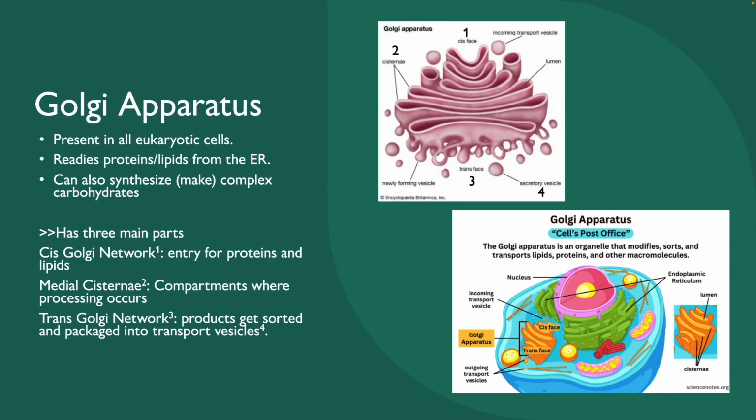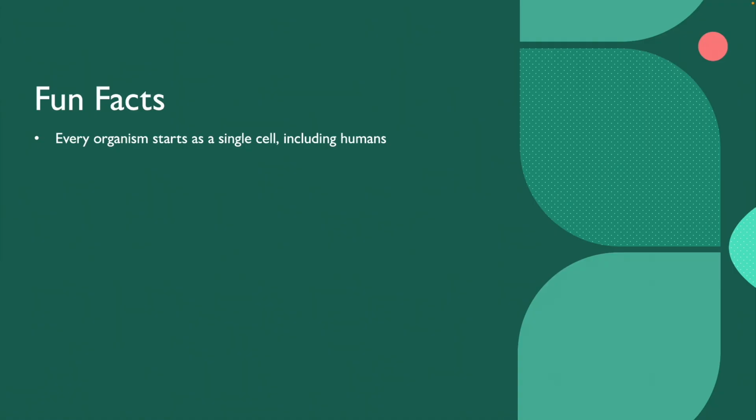Next, let's talk about the Golgi apparatus. The Golgi apparatus modifies, sorts, and packages proteins and lipids from the endoplasmic reticulum. It can also be the site for synthesizing complex carbohydrates. The cis-Golgi network, also called the entry phase, is the entry point for proteins and lipids. The medial cisternae are compartments where further processing occurs. The trans-Golgi network, also called the exit phase, is where products are sorted and packaged into transport vesicles. In your biology class, you will most likely not need to know the specific parts of the Golgi apparatus, but only its functions. Now, let's look at some fun facts.